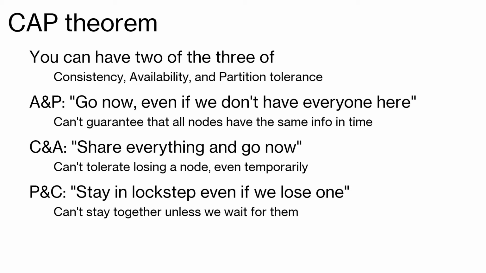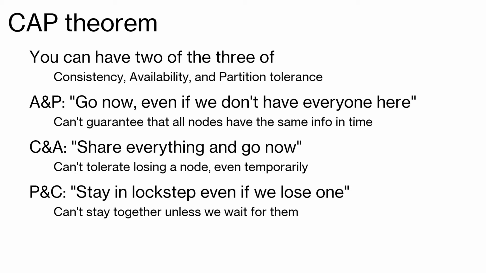Hopefully this is enough to just build a general intuition that you can't have a perfectly consistent, full uptime system that also is tolerant to losing nodes. It should make sense. You can't have uptime and lose everybody and everybody agrees all at the same time. That doesn't work.